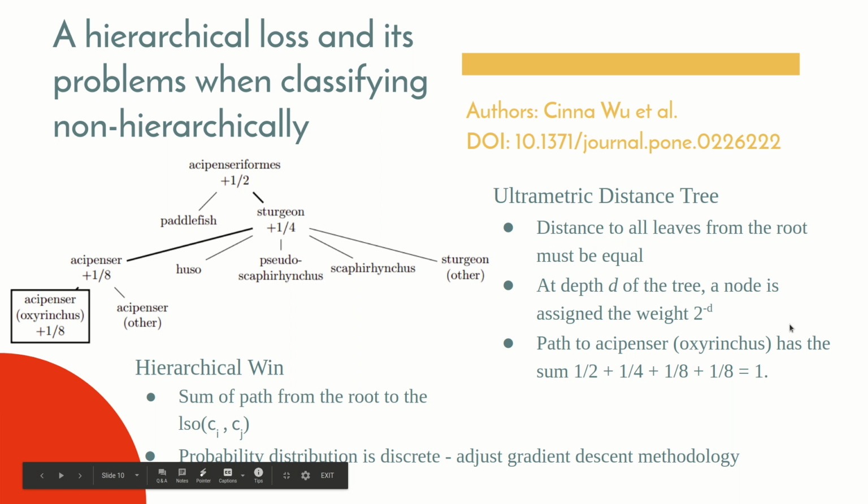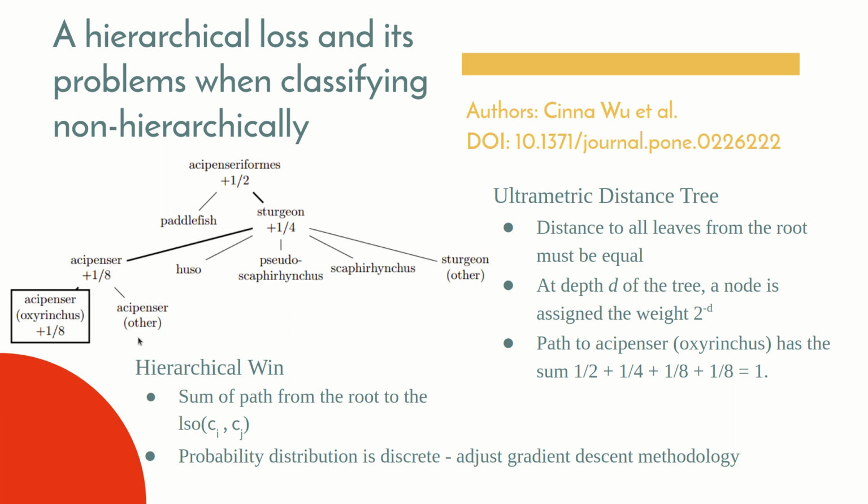Here, the paper on hierarchical loss and its problems while classifying non-hierarchically defines an ultrametric distance tree, wherein the distance from the root node to the leaves is all equal. This is done by assigning at each depth d the weight 2^-d, with the exception of the leaf node, which is assigned the previous node's weight. So now we see that the path from a root to the base is 1/2 plus 1/4 plus 1/8 plus 1/8.